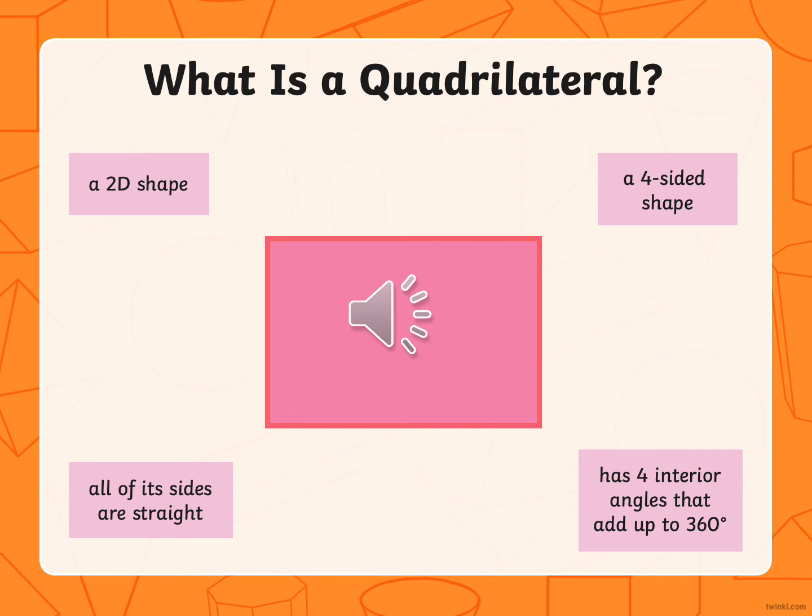It is a 4-sided shape. Quadrilateral is only a 4-sided shape. All of its sides are straight and all 4 angles add up to 360 degrees.